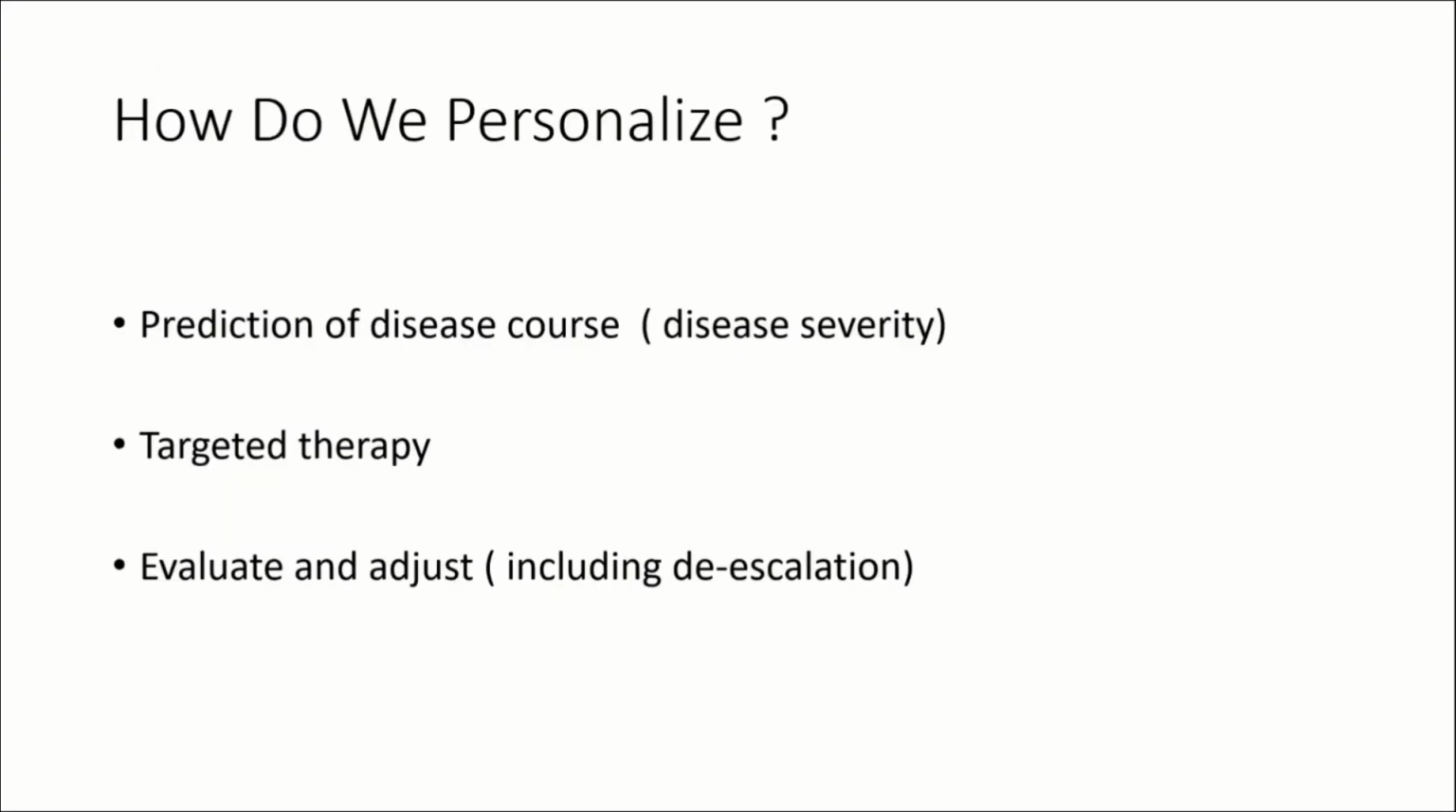Now, when we personalize treatment, as I mentioned, the first step is to predict the disease course, and I'll come to that in a little more detail. Then you target the therapy based on the disease phenotype and other comorbid conditions. One of the most important things when you treat is to evaluate the disease at the recommended intervals and then adjust the treatment, mostly escalation, which can be either increasing the dose or adding another medication, but also sometimes, when the patients are doing well, de-escalating the treatment. So that's how we personalize.